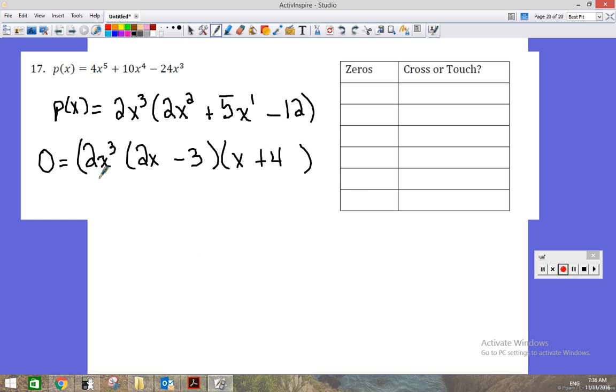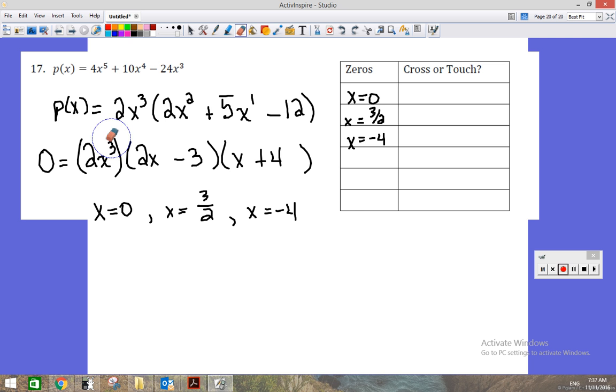So this first factor right here is 0 if x is 0. This next factor will be 0 if x is 3 halves. And here if x is negative 4. So we've got 0, 3 halves, and negative 4. I should be careful not to put my parentheses like that. I probably should have put the 3 on the outside so that I can identify the multiplicity.